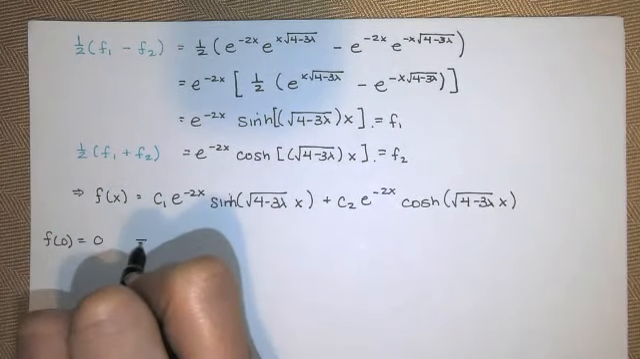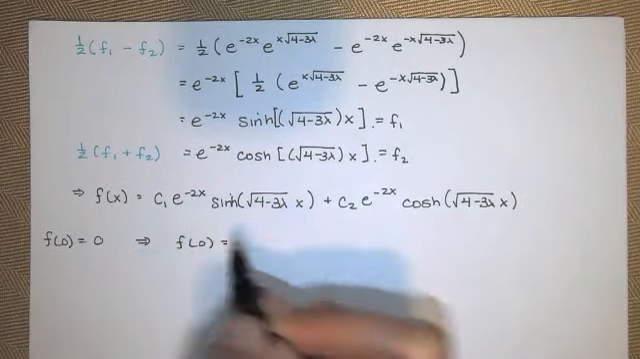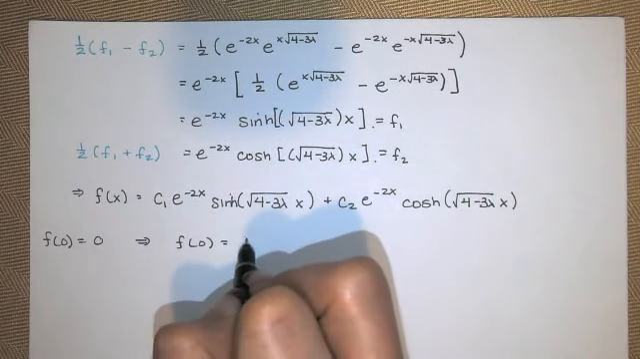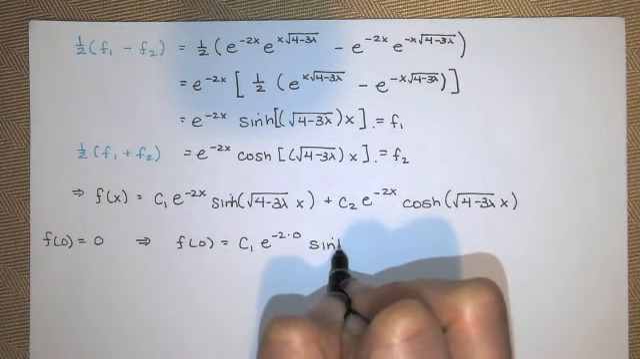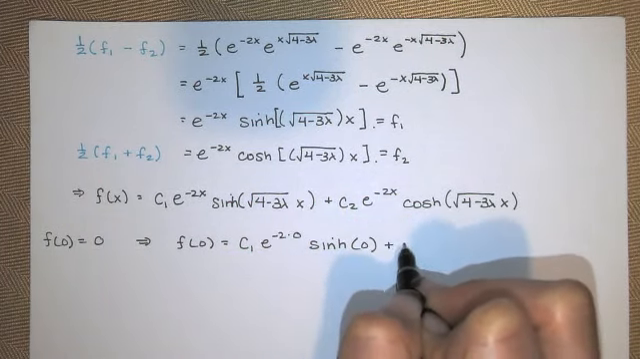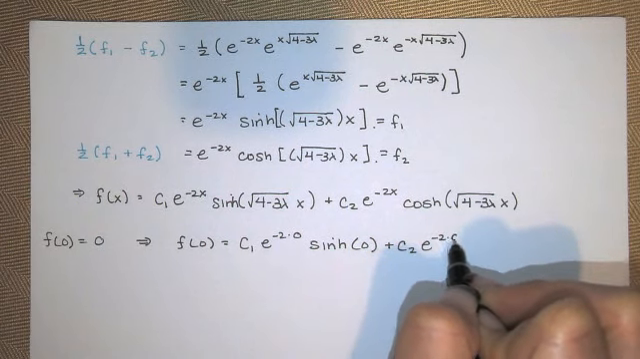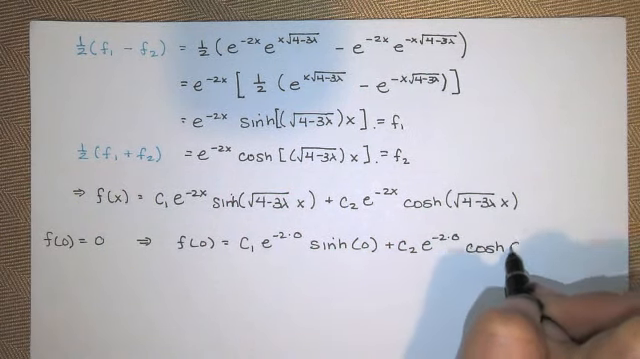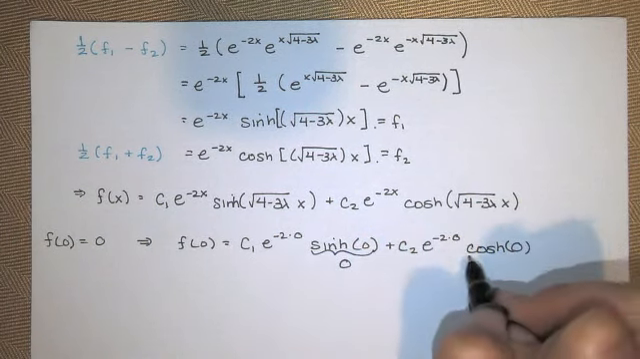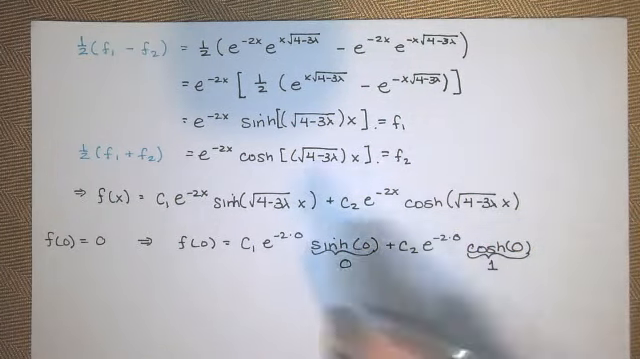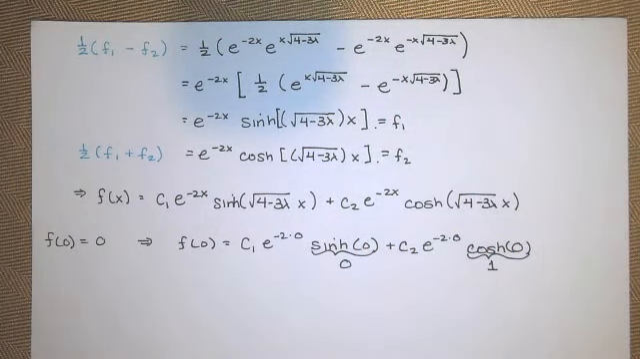If f of 0 is equal to 0, that means the following is true. F of 0 would just be this. I get C1 times e to the negative 2 times 0 times hyperbolic sine of 0 plus C2 times e to the negative 2 times 0 times hyperbolic cosine of 0. Now hyperbolic sine of 0 is 0 and hyperbolic cosine of 0 is 1. Just like sine of 0 is 0 and cosine of 0 is 1, the hyperbolic functions have that same value that we would expect given our intuition about the trig functions.